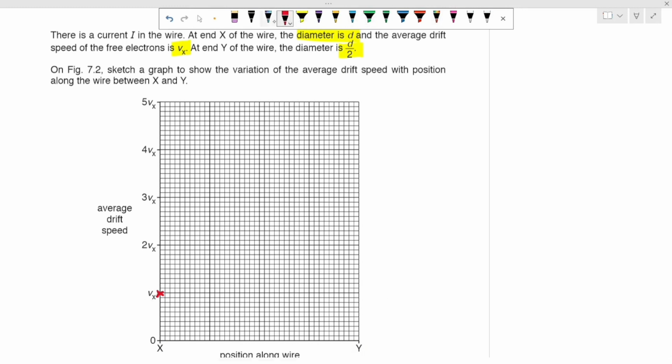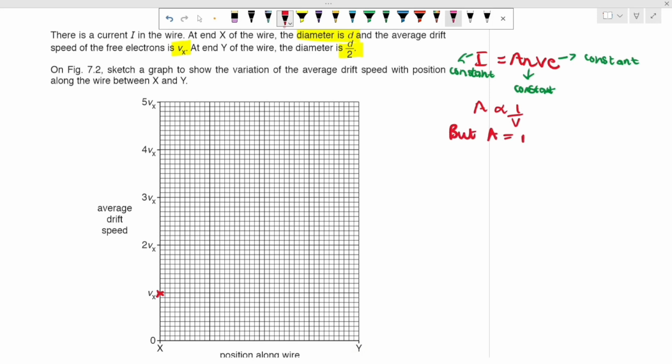I know that I is equal to nAvq, and my I is constant because the whole thing is in series. My number density is constant too. The number of electrons flowing will not change, guys, because the thickness or diameter has changed. And the elementary charge is constant. So you're going to have a very important variation between A and v: A is inversely proportional to v. But you know that your area is pi d squared over 4. So you can substitute that.